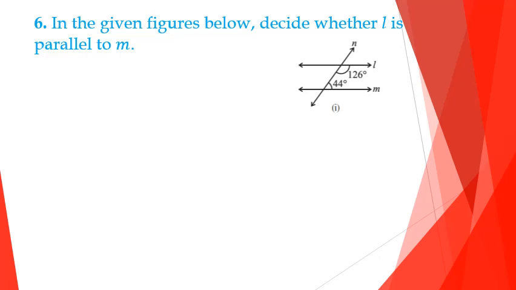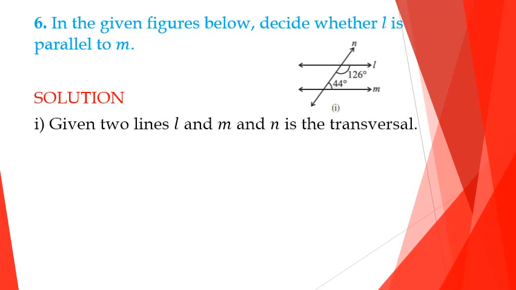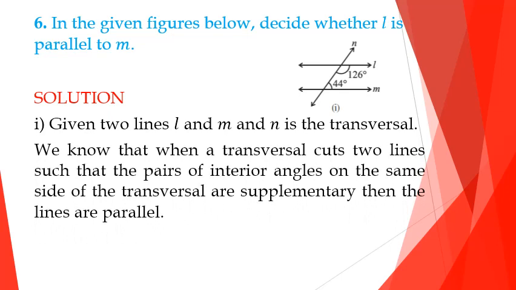If any one of them is satisfied, then we can say that the given lines are parallel. By looking at the figure, we can't say that it is parallel. Okay. Now, which angle is given in the figure? Yes, here the interior angles on the same side of the transversal are given. So we can check whether they are supplementary or not. Given two lines L and M, and N is the transversal. We know that when a transversal cuts two lines such that the pair of interior angles on the same side of the transversal are supplementary, then the lines are parallel.